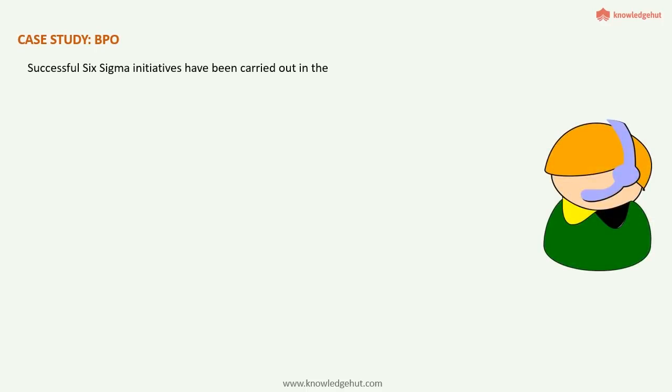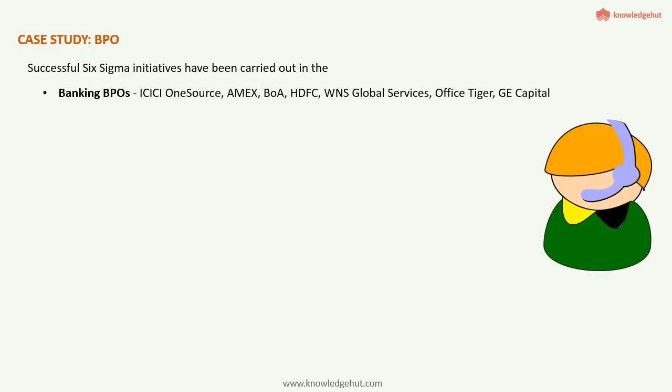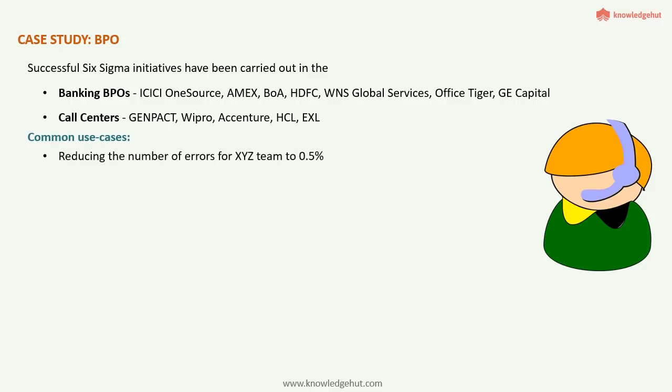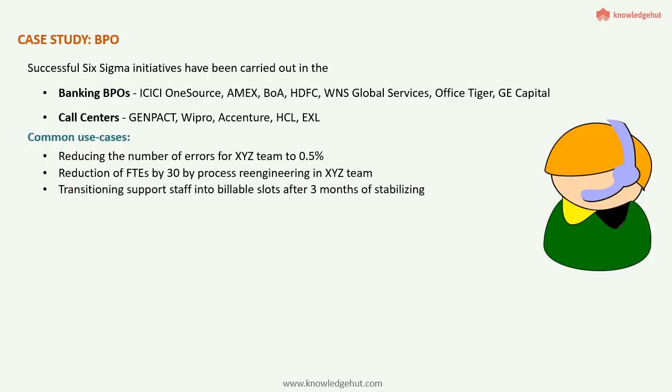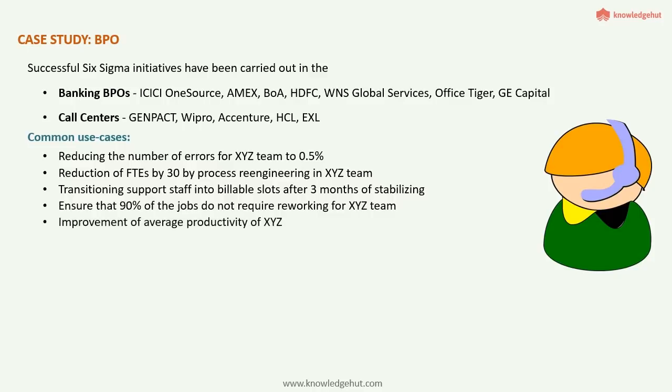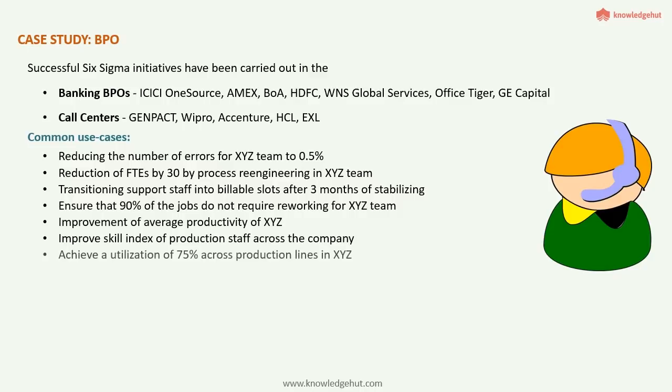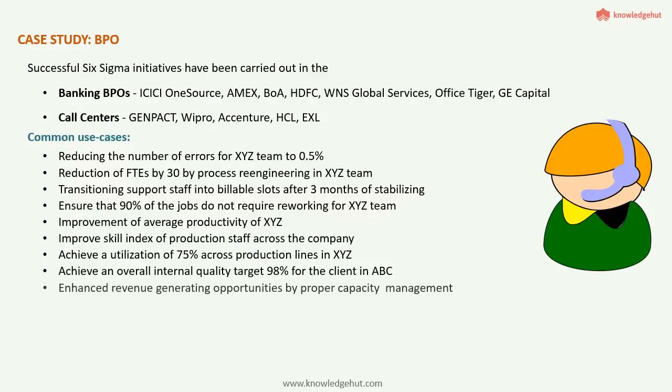Then moving on to a little bit more familiar example, which is on our BPO. So successful Six Sigma initiatives have been carried out in a lot of banking BPOs. You see some names there, and also in some call centers. Also, you can see the names there. So what are the use cases that the BPOs have for Six Sigma? For example, reducing the number of errors, reducing the FTEs or the number of people deployed, transitioning supporting staff, reducing rework, improvement on productivity, improvement of skills, achieving some utilization target, meeting some internal quality targets, and finally, enhanced revenue generating opportunities by proper capacity management.